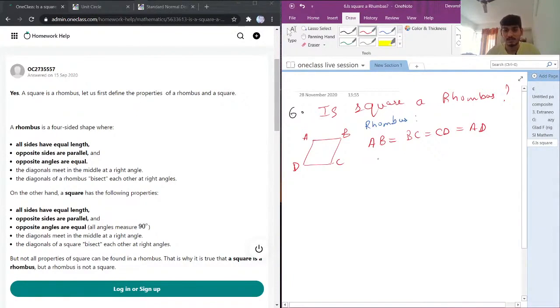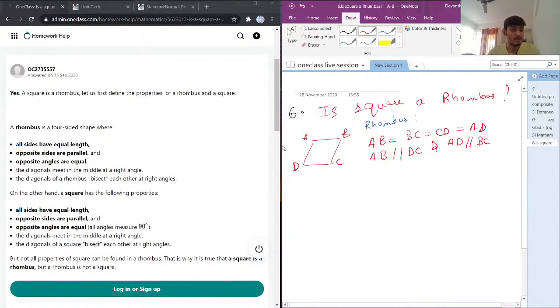Now another property of a rhombus is that opposite sides are parallel. So in this case, AB is parallel to DC and AD is parallel to BC.